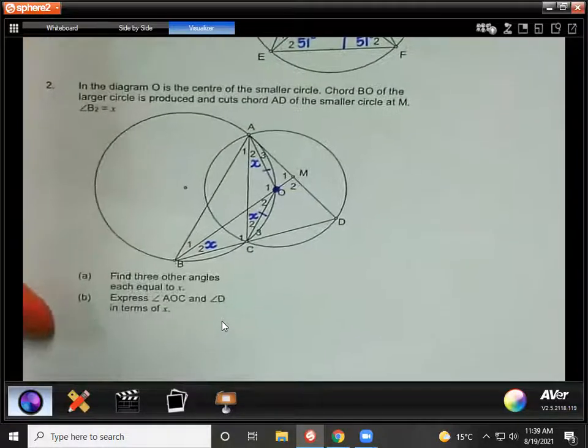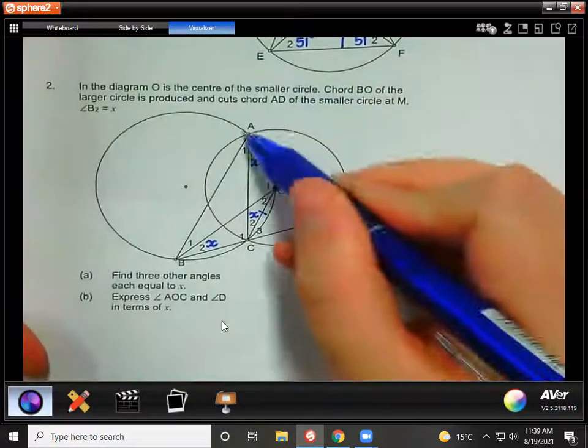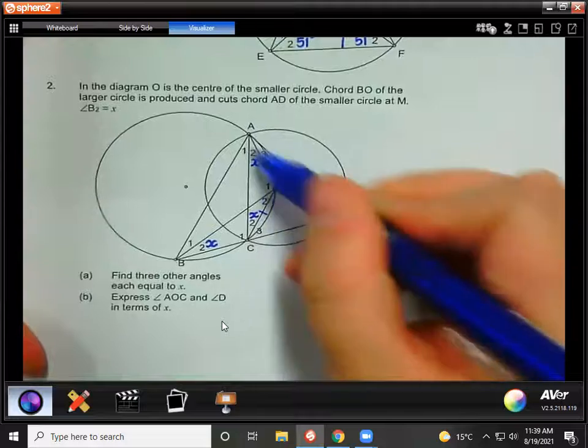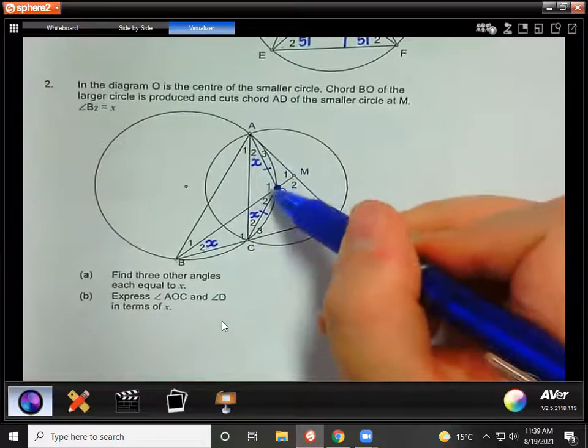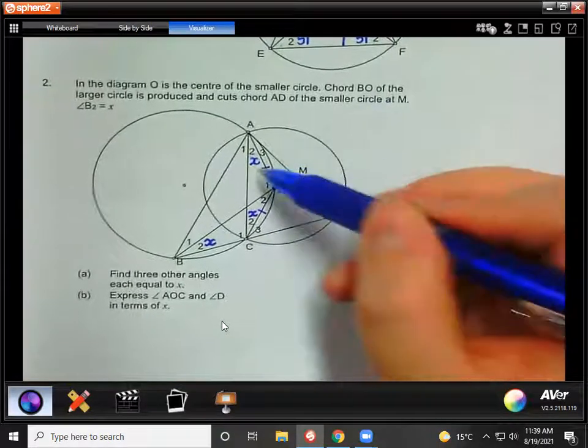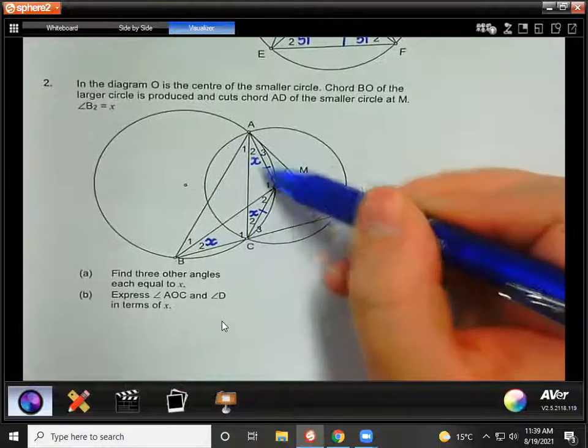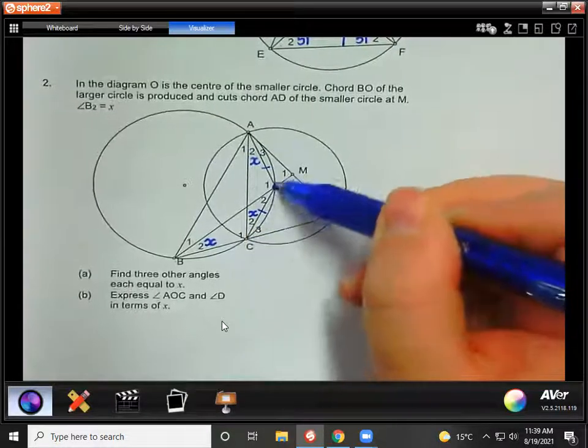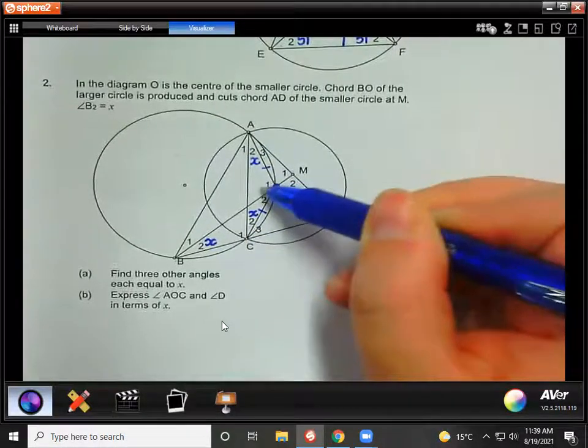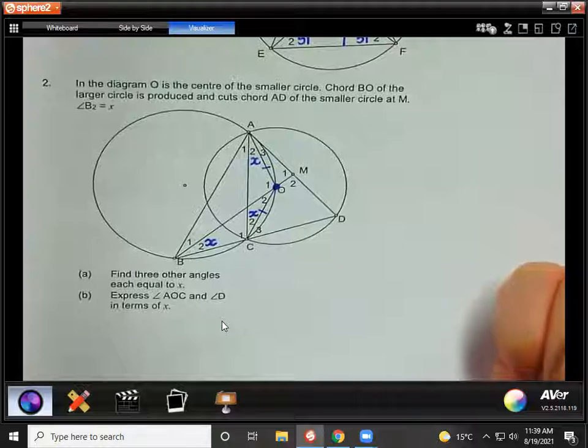Okay. Can we find another angle? So Talia, you said that AOC is 2x, but if we look at this, it's actually going to be 180 minus 2x. You see, because that is x and that's x. So if you're working in this triangle, then that angle will actually be 180 minus 2x. Okay, all right, what else can we see here, guys?